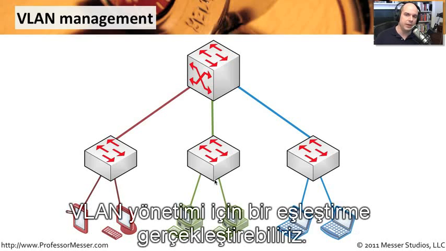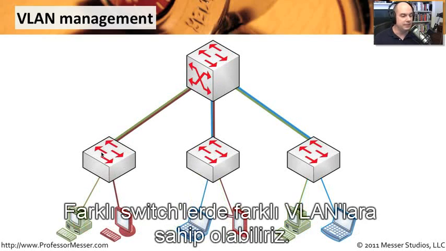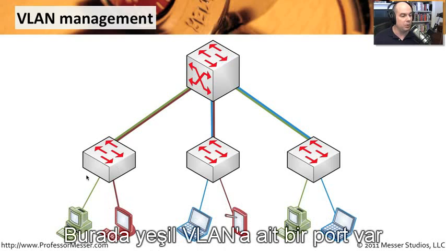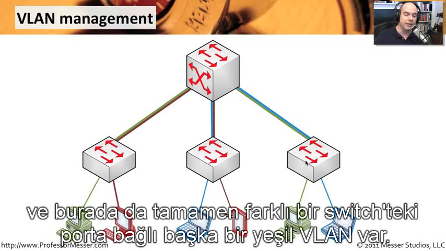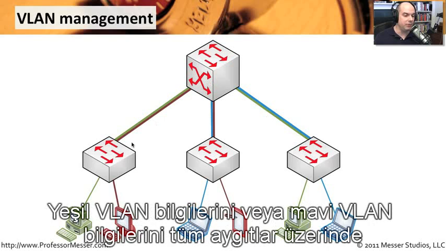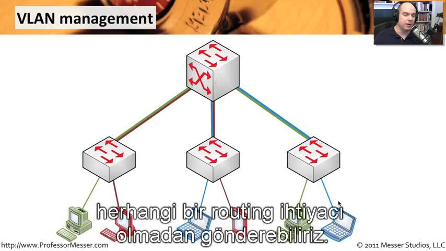With VLAN management, we can mix and match. We can have different VLANs on different switches. We can assign either automatically or manually individual ports to be members of certain VLANs. We have a port for the green VLAN here, on another completely different switch, a port for the green VLAN here. And because we're building these communication links between the two switches called trunks, we're able to send green VLAN information between all of those devices and blue VLAN information between all of those devices without having to route anything.